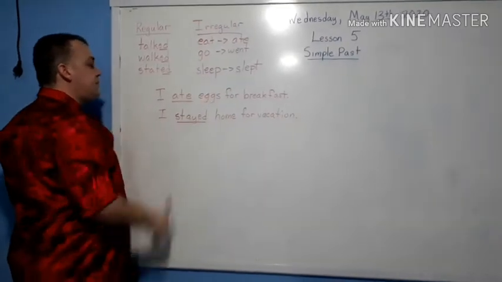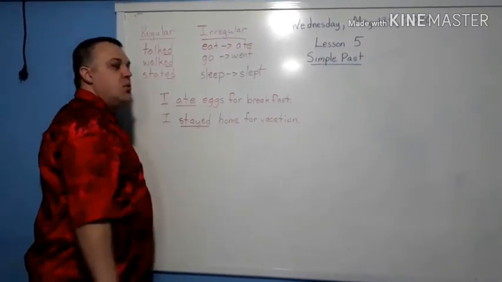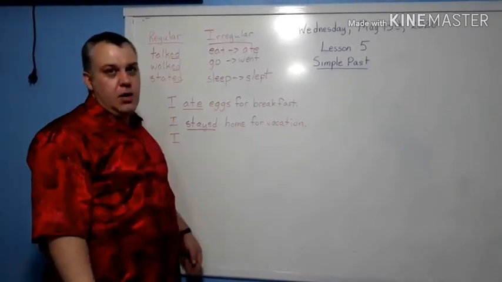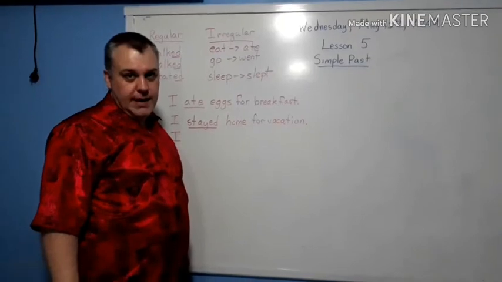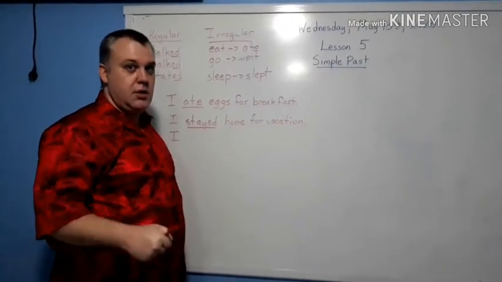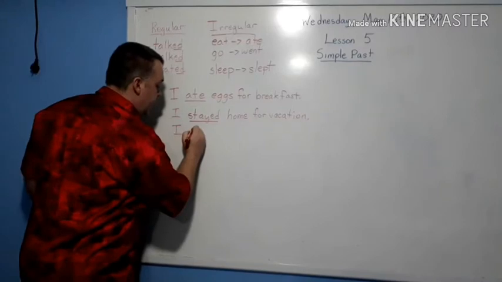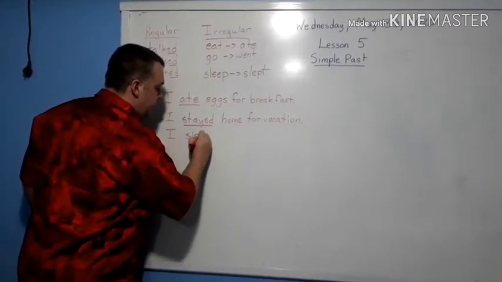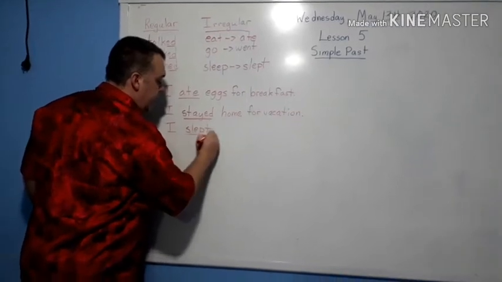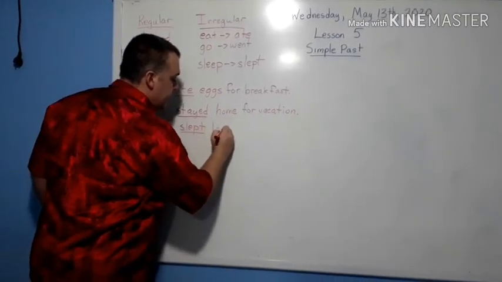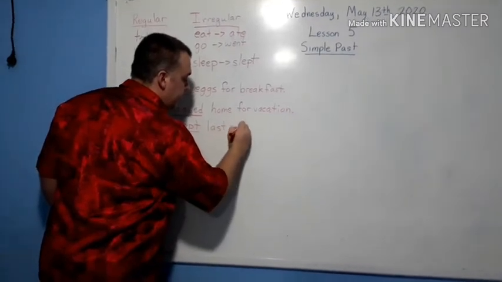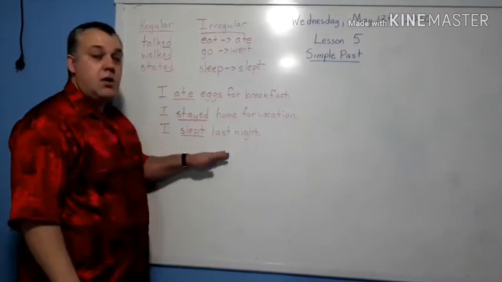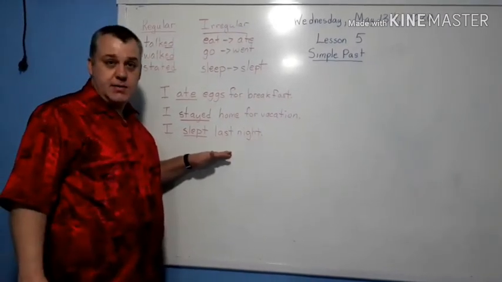And let's do one more. What did you do last night? Don't say I played on my computer or I played on my tablet or telephone. You slept last night, right? I slept. Whoa. That's not an F, that's a P. I slept last night. Okay? So these are all simple past.